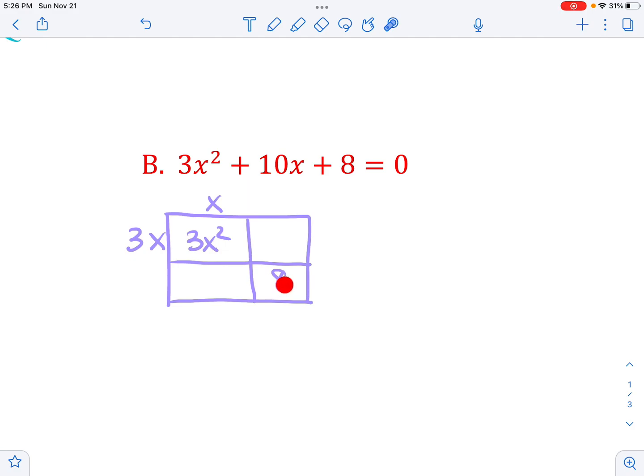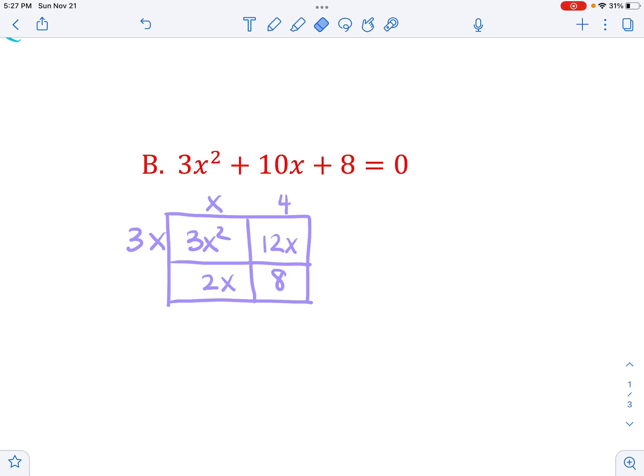And so what am I thinking? I wonder if 4 and 2 will work. So 4 times 2 gives me 8. That'll give me 12x. That'll give me 2x. That gives me 14x. That doesn't quite work.